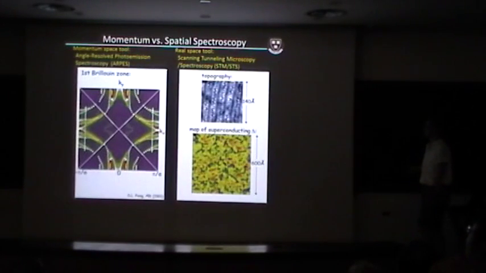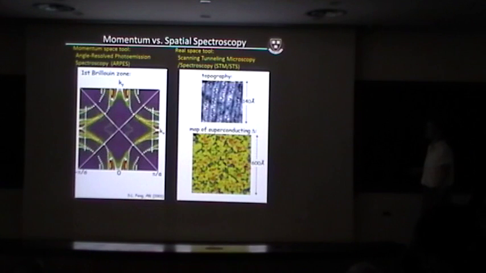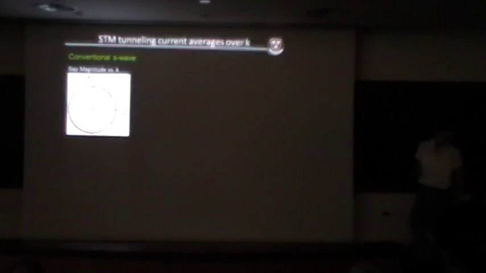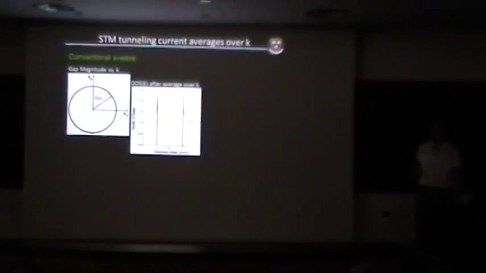So here are examples of the kind of data that are taken with these two different complementary tools. ARPES can map out the Fermi surface and the band structure in the first Brillouin zone, whereas STM can take these beautiful atomic resolution pictures of the surface of BISCO, the great superconductor. Every white dot here is an individual BISCO atom. We can even map the superconducting gap as a function of location and find that it varies on a several nanometer length scale.